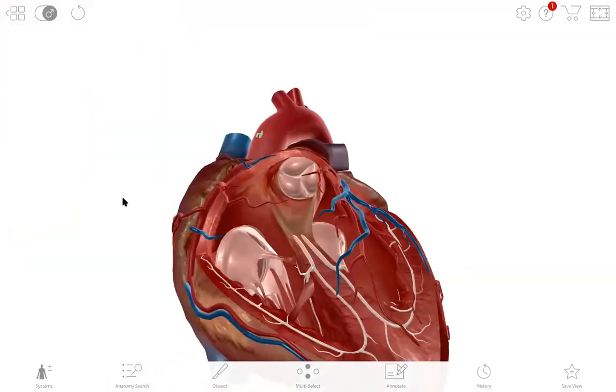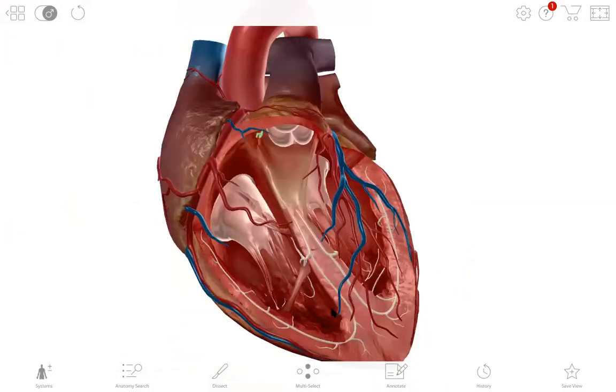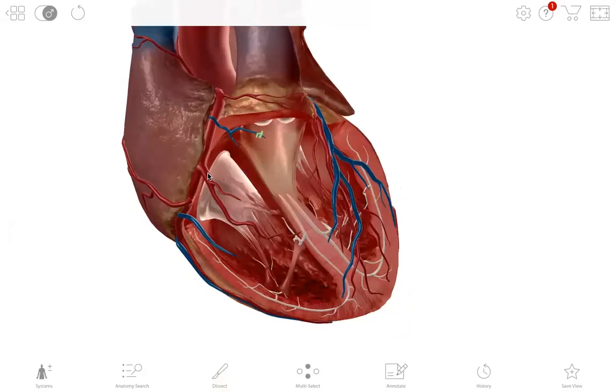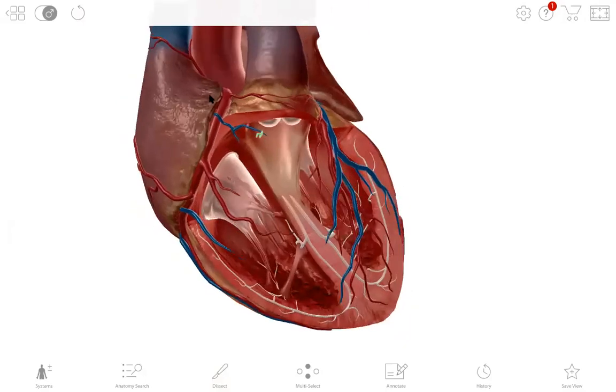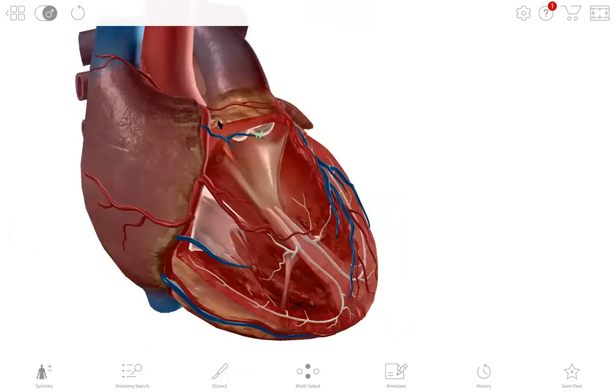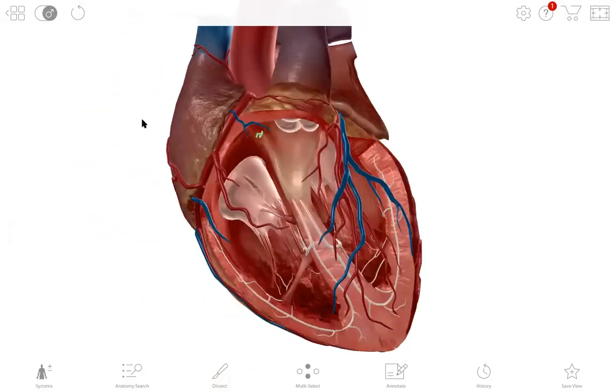Knowing which chambers form each surface is important, and you will be asked whether in practical or theory exams. We return to the chambers. I return to the right atrium. We said it has a small expansion called the right auricle. So I have the right atrium inside, with its expansion, the right auricle.